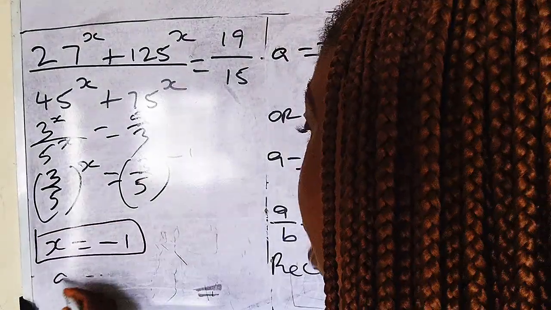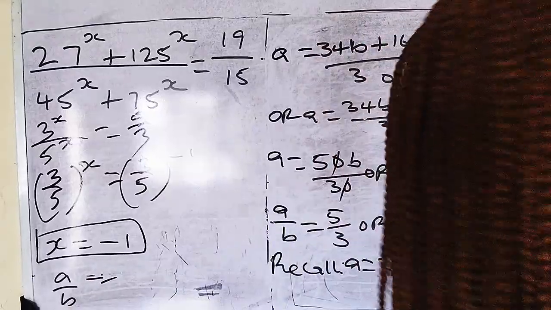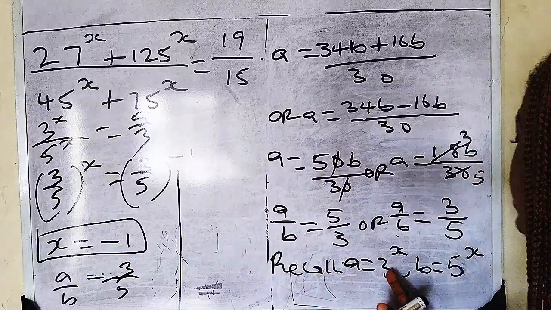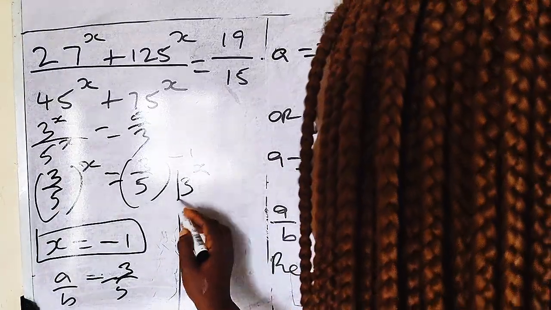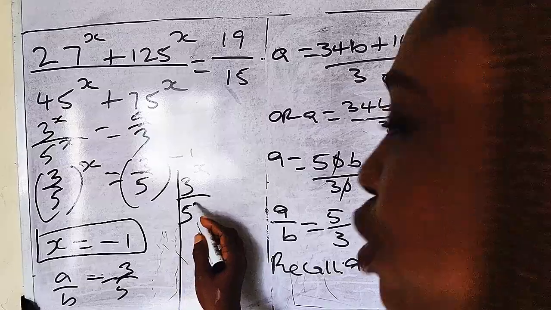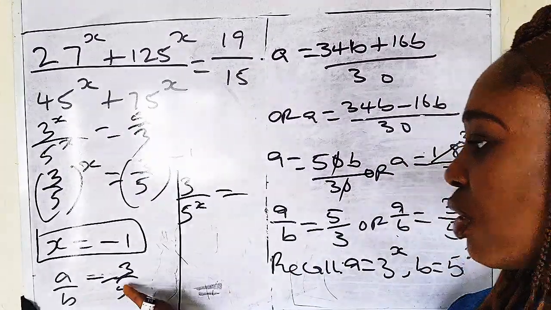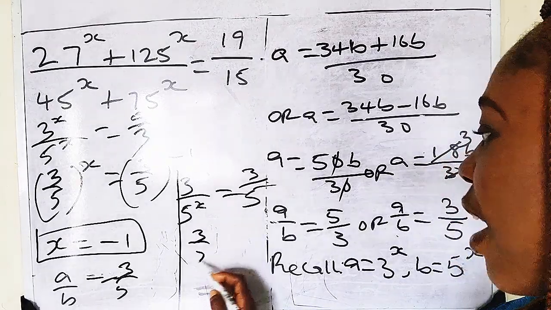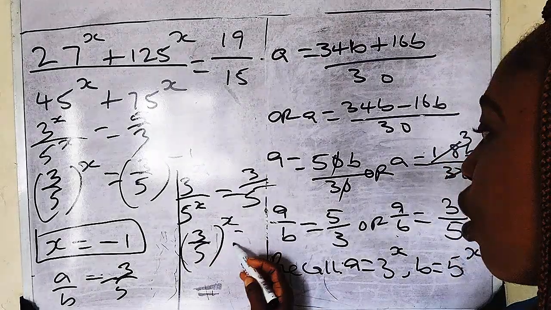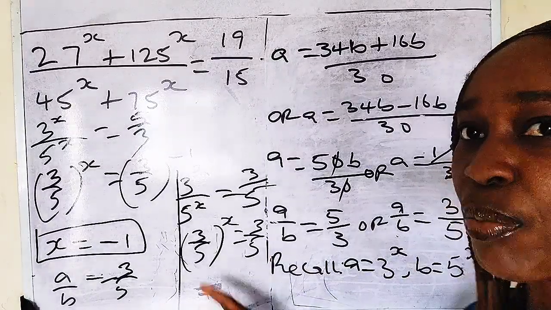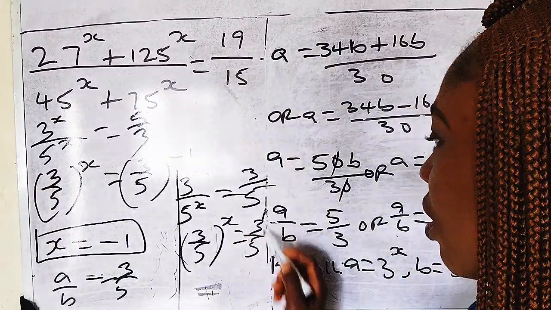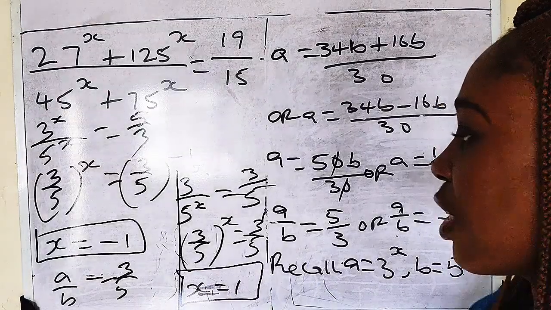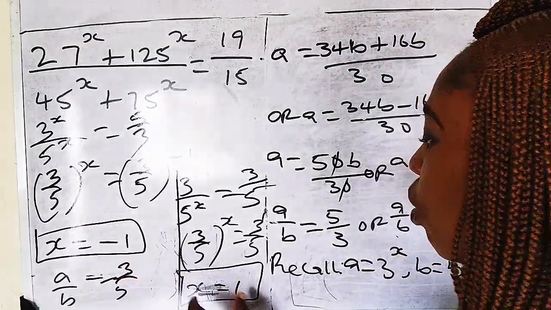Now, when A over B is equal to 3 over 5, still substituting our value of A, 3 raised to power x, over the value of B, 5 raised to power x, to be equal to 3 over 5. Doing the same thing, 3 over 5 to the power of x will be equal to 3 over 5. The bases are the same. So our x, in this case, will be equal to 1. We've gotten our two values of x. Our answer is either minus 1 or 1.